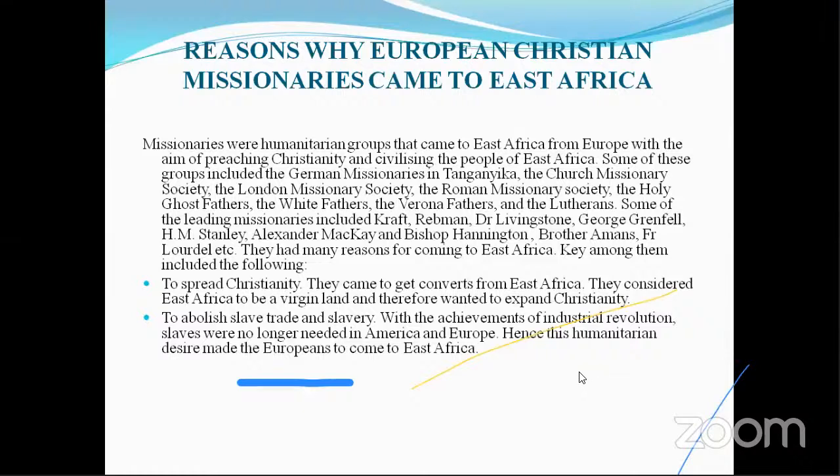Yes, missionaries looked at slave trade and slavery as something that was inhuman. So they decided to come to East Africa and stop the buying and selling of slaves, because these people were no longer needed in America, they were no longer needed in Europe. They had actually changed from using human labor to machines. So the Industrial Revolution in Europe started in 1775. So they no longer needed slaves.